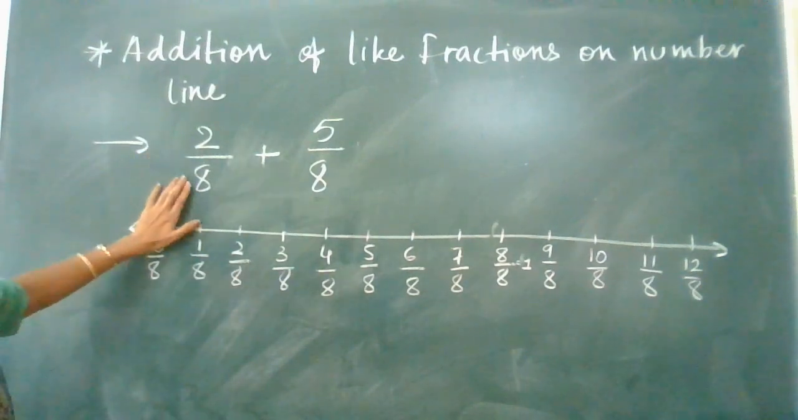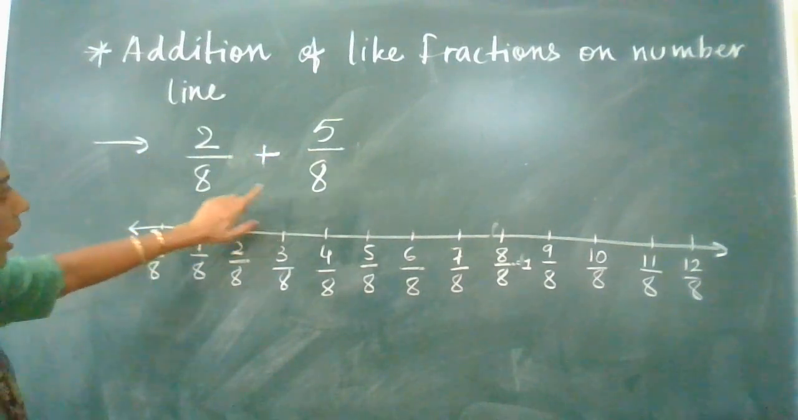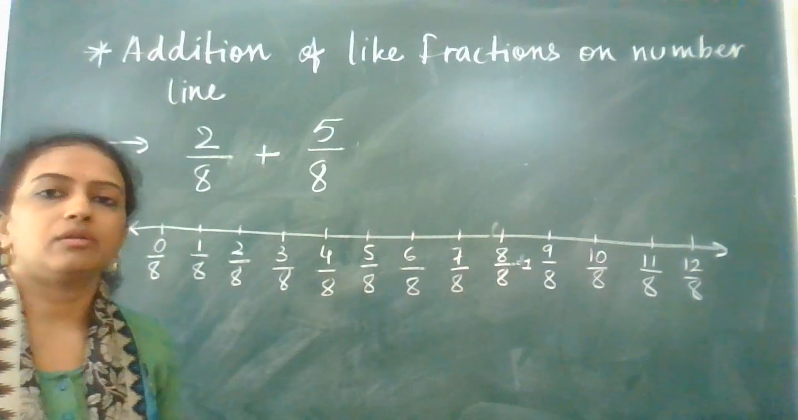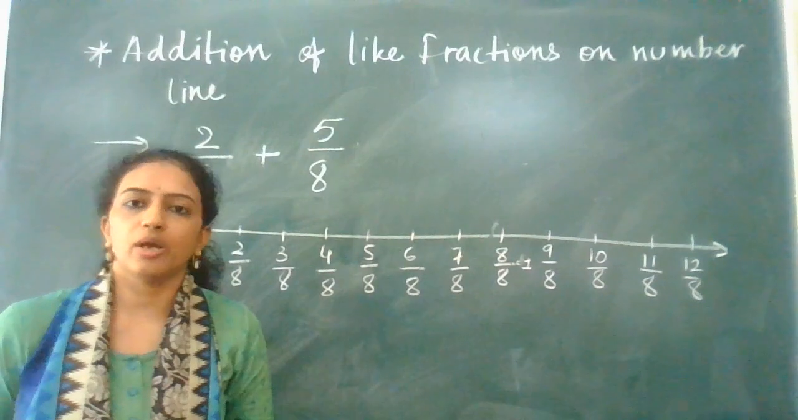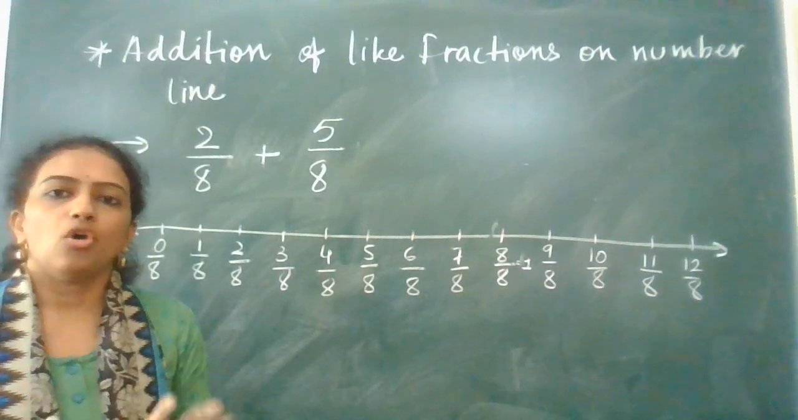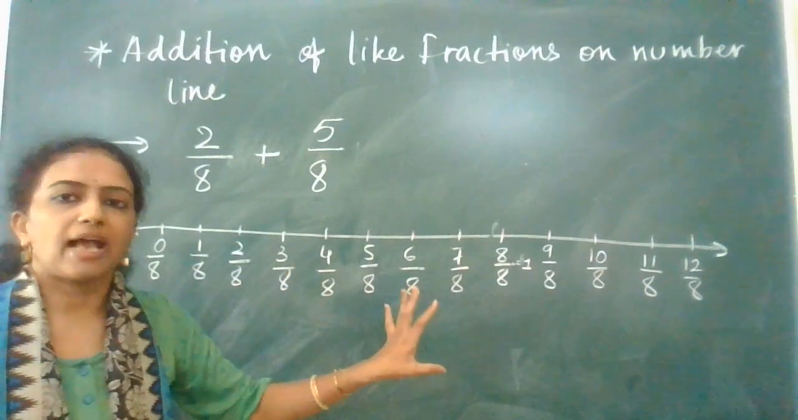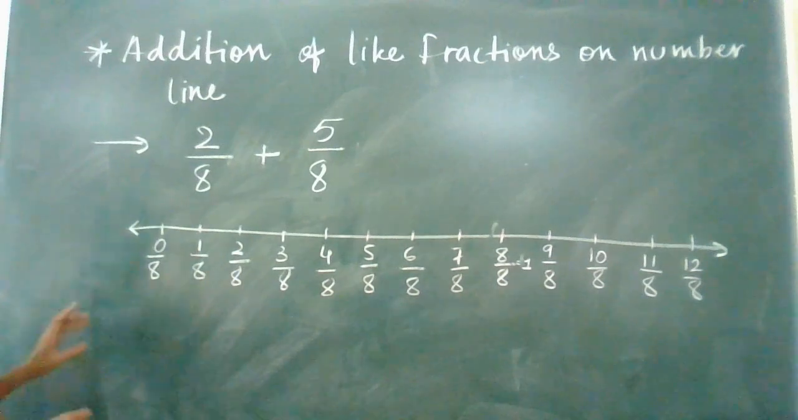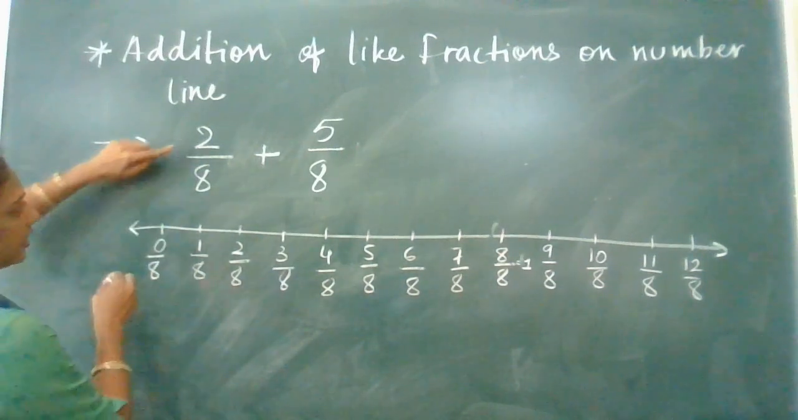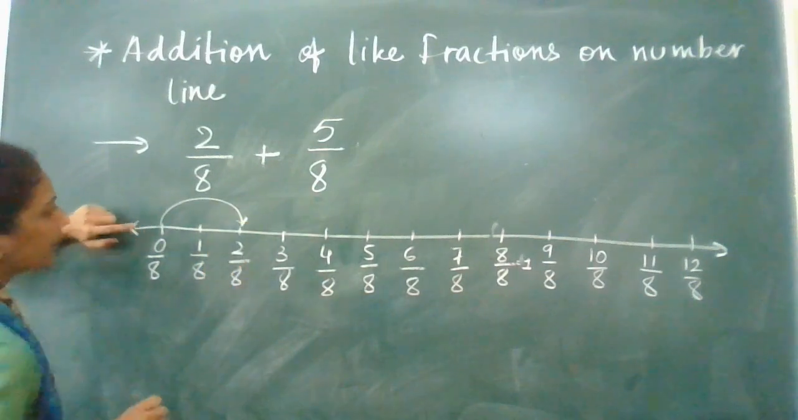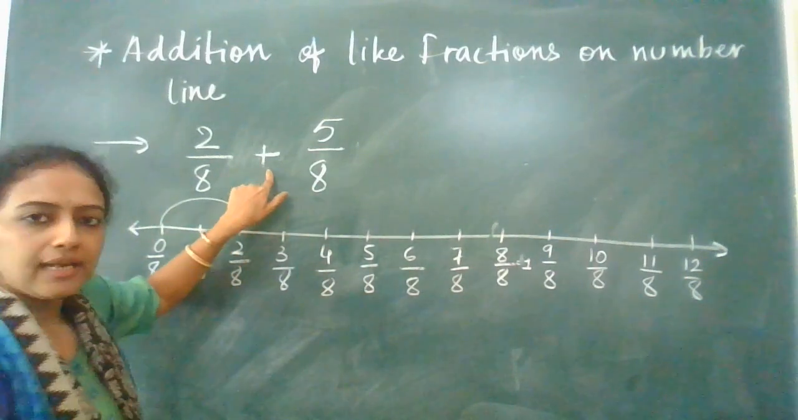Now this is 2 upon 8 and 5 upon 8. We all know how to do addition and subtraction on the number line with whole numbers. We have to follow the same way. Here we have just written the fraction, but otherwise the basic things are as they are. So we'll start with 0. It is 2 upon 8, so we'll first go to 2 upon 8. Now we are doing addition.